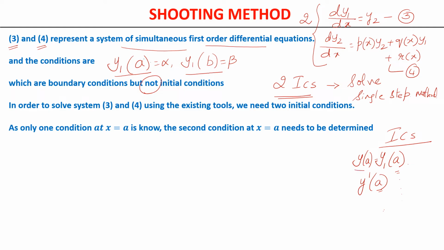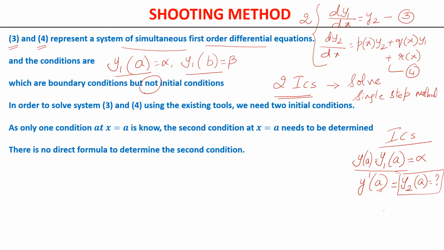So I already know the value of y of A, that is nothing but y1 of A, which is alpha. What I require now is y dash of A, and according to my notation, y dash is y2. So I am looking for defining a value of y2 of A. And is there a procedure to do? There's no direct formula in order to do that. In certain cases, yes, there is a procedure, which I will be explaining in my next slide. But mostly, it's only a trial and error process that is required.